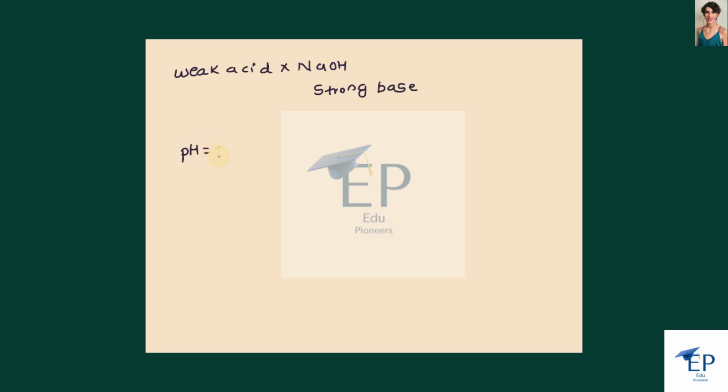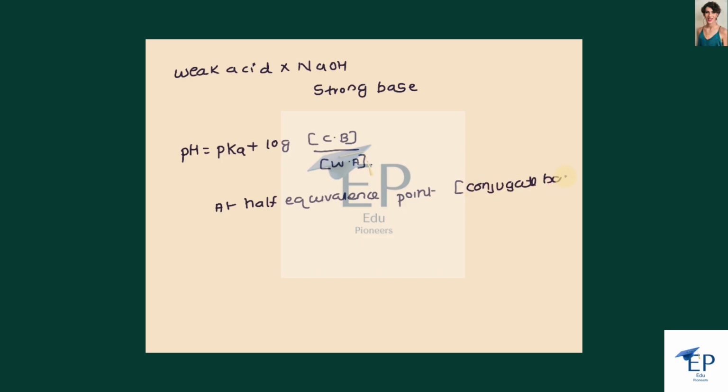pH is equal to pKa plus log of the concentration of the conjugate base divided by the concentration of the weak acid. What happens at the half-equivalence point is that the concentration of the conjugate base, the salt, will be equal to the concentration of the weak acid.